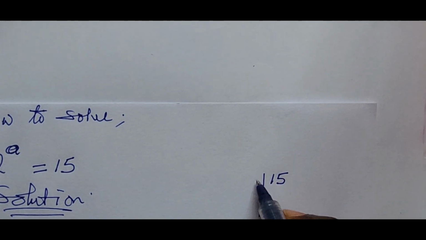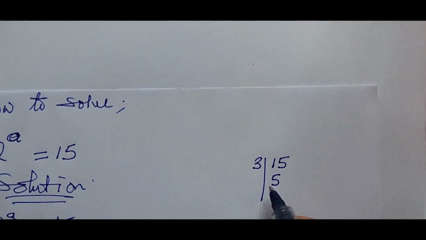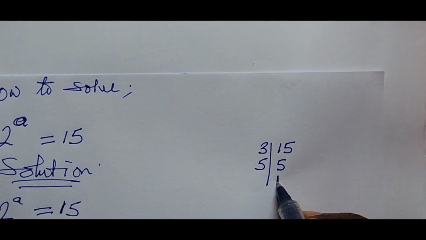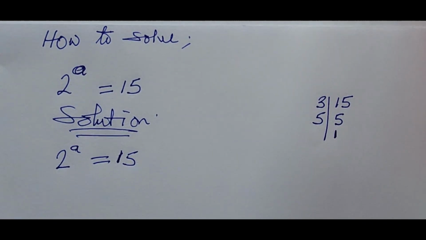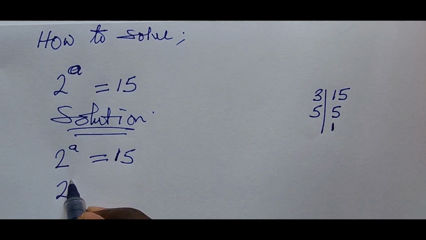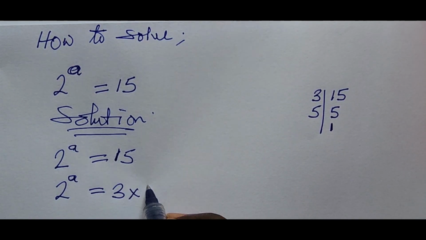What can go into 15 is 3. So 3 into 15 will give us 5. What can go into 5 again is 5. So 5 into 5 will give us 1. So we can rewrite 15 as 3 times 5. So we go ahead and rewrite 15 as 3 times 5.